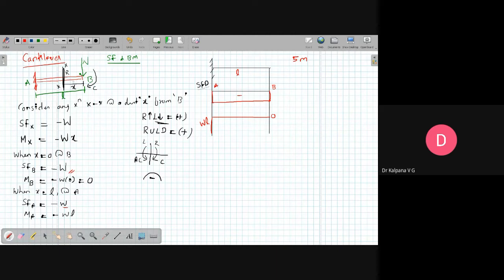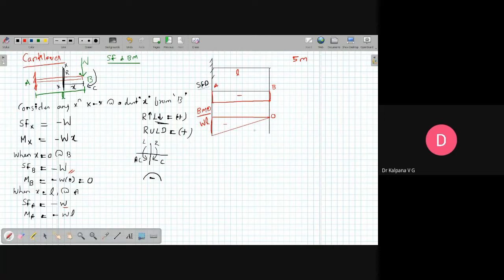At 1 meter it is W into 1, at 2 meters W into 2, at 3 meters W into 3. So the bending moment value keeps on increasing at a constant rate. Hence, we have to connect the bending moment value from 0 to WL as a linear line, because it is a constant rate of increase with respect to distance. And again, it's a negative bending moment, the hogging moment of value WL. This is the bending moment diagram.